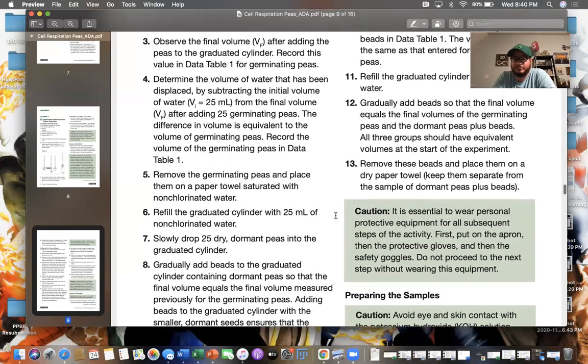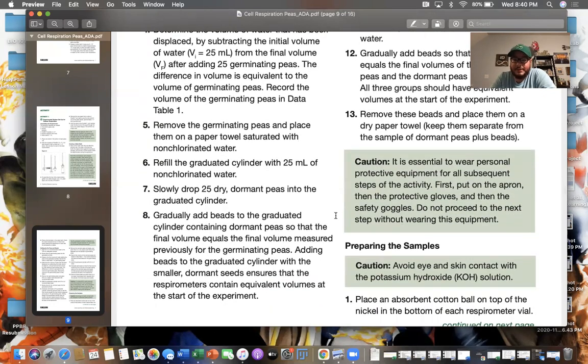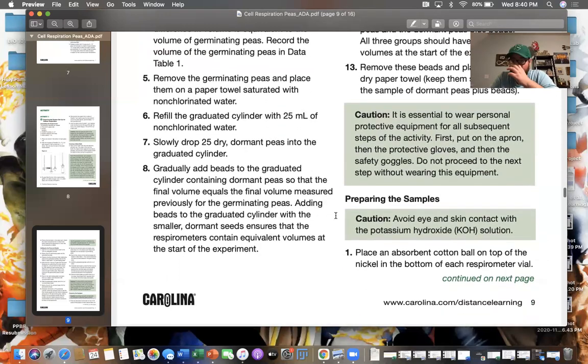Okay, so caution. It is essential to wear personal protective equipment for all subsequent steps of the activity. First, put on the apron, then the protective goggles, and then the safety goggles. Do not proceed to the next step without wearing your PPE. Absolutely. The main reason is you're getting into using the potassium hydroxide solution here.